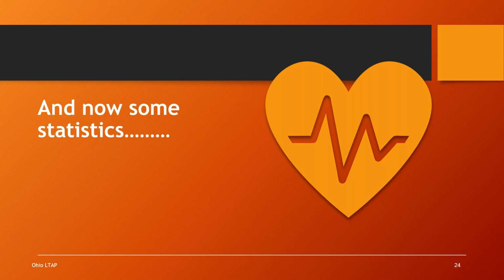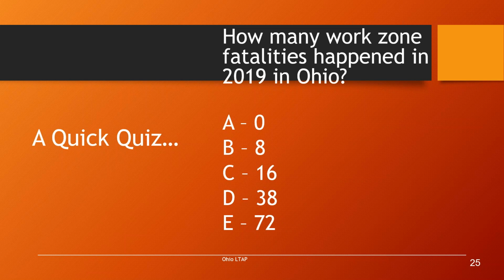But first, let's take a quiz. And you can write your answers in the, how would they do this, Mike? Write it in the message box or chat box? They could send it through the questions box, sure. Okay, so let's take a multiple choice question here. How many work zone fatalities happened in 2019 in Ohio? A, B, C, D, or E?